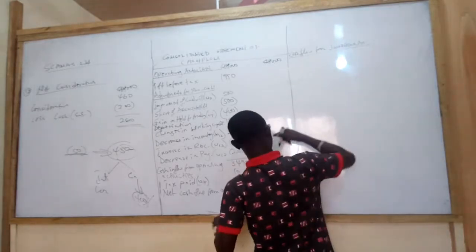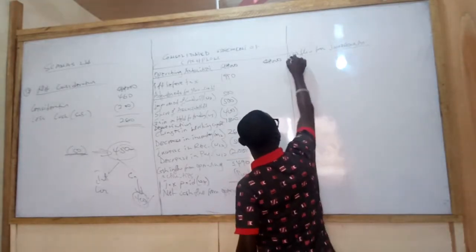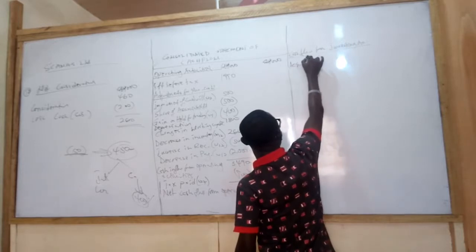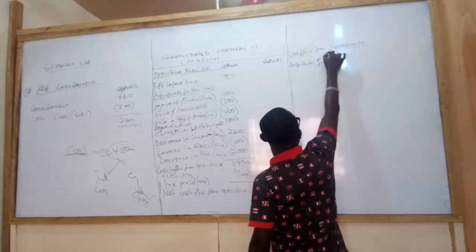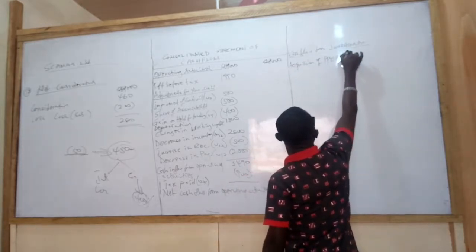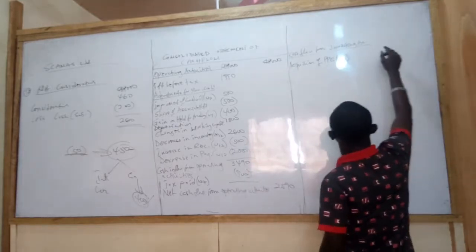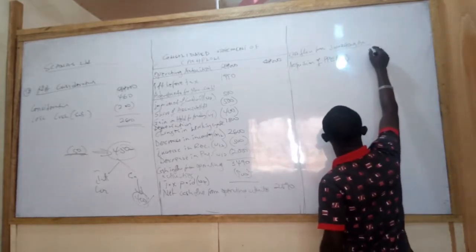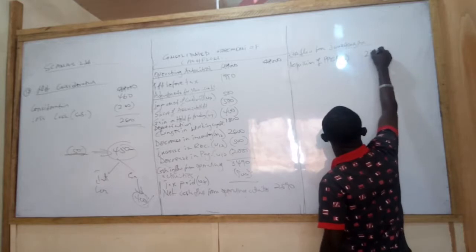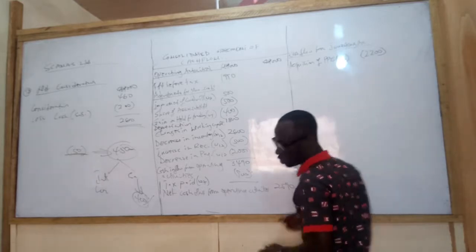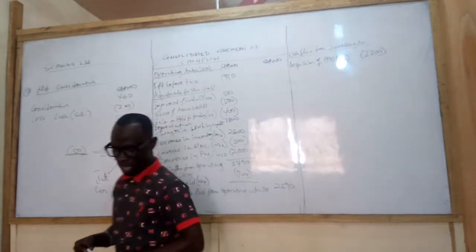So, acquisition of property, plant, and equipment, working 6. How much? How much? And that's an outflow. What else did we say is supposed to come here?